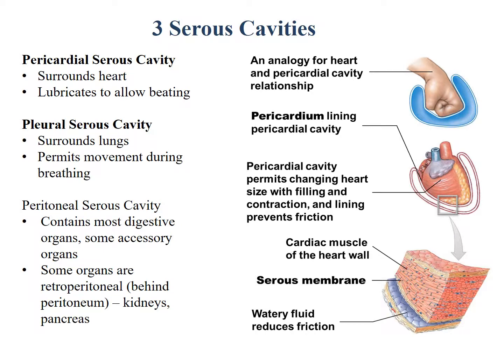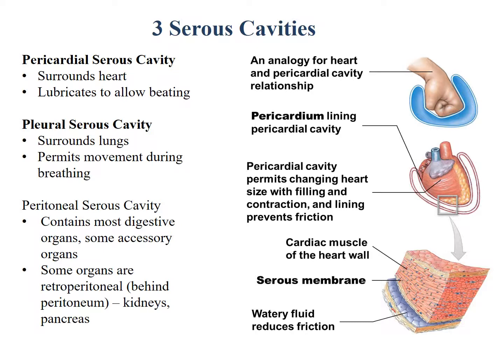In this case, it is a fluid-filled membrane, and this is again designed to act as almost like an airbag, protecting against friction so the organ can move without rubbing or causing abrasion to it. Now, the pericardial is cardial, heart. It surrounds the heart. This is lubricated and allows the heart to beat. So that's the first of the serous membranes, the pericardial.